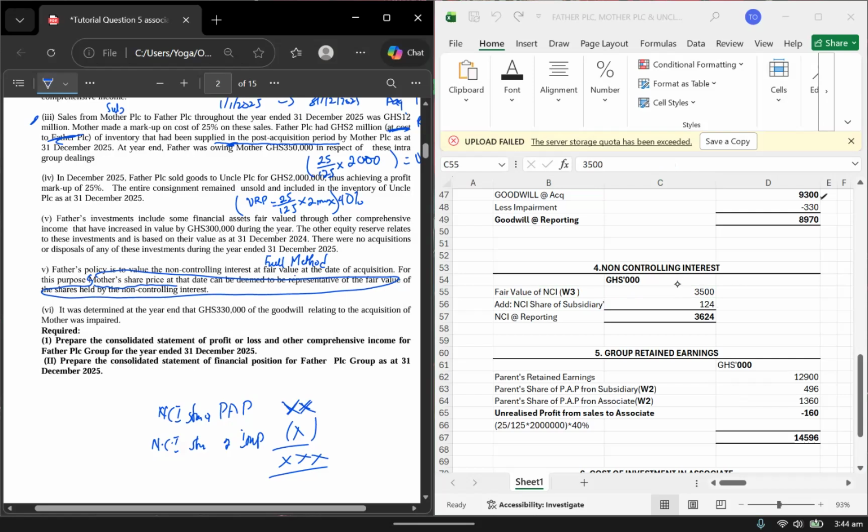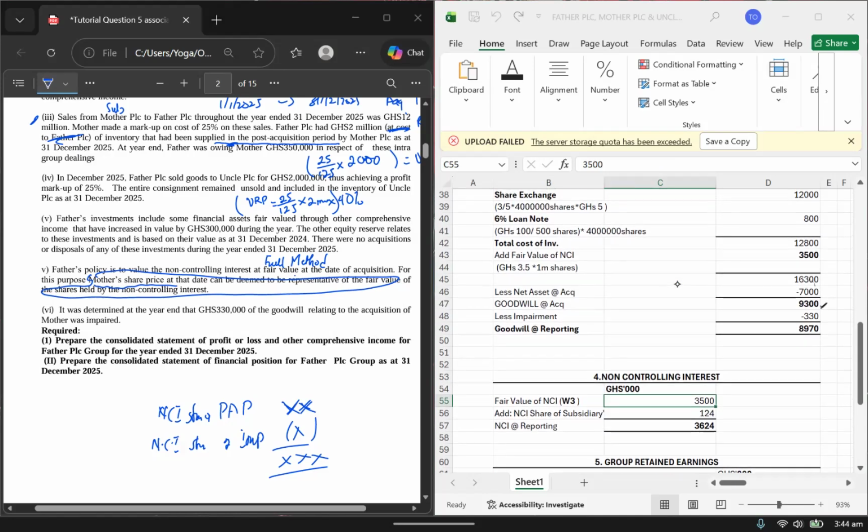But in this case, they chose not to give it directly to you. They give us the market share price of Mother PLC, so you multiply that with the number of shares of the NCI. We did that when we were computing the goodwill. Here it is, 3,500. That's why I wrote workings 3 here, so that when you go up here, you'll get it.